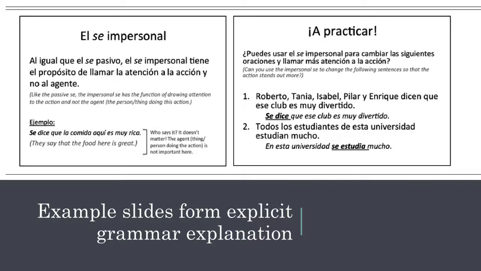So these are example slides from the grammar explanation. As you can see, they had the explanation of the impersonal se first, and then they would have the practice. And they had Spanish and also English in them.